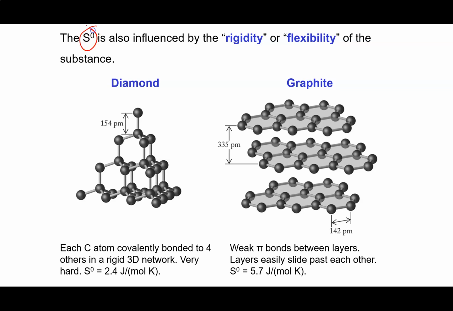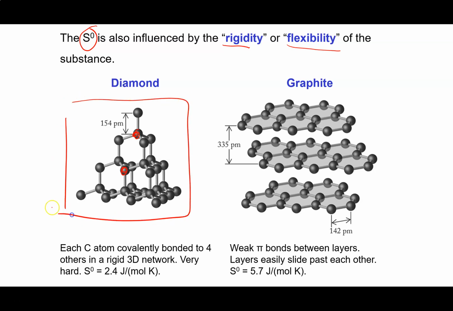The standard molar entropy is also going to be influenced by the rigidity or the flexibility of a substance. So here's diamond, where we have sp3 hybridized carbon atoms. Every carbon atom is connected to 4 others in a tetrahedral arrangement. It forms a covalent network solid. It's extremely rigid, and it has a fairly low standard molar entropy.